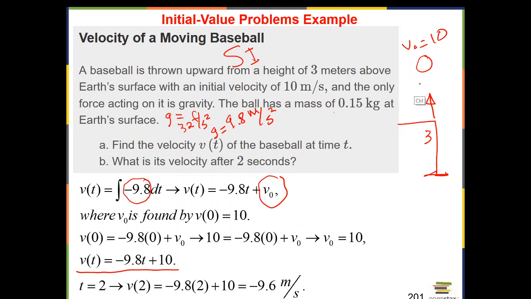So after 2 seconds, even though you throw it up, it's actually coming back down because the velocity is negative. It's going to go up and then come back down. After 2 seconds, it's on its way down, right? With a velocity of negative 9.6 meters per second.